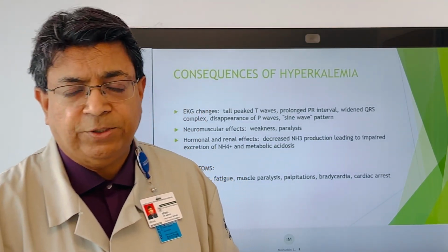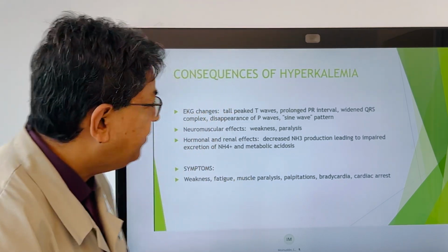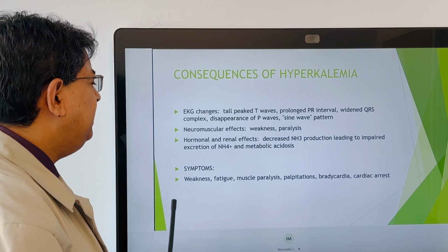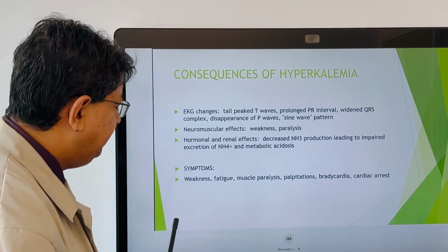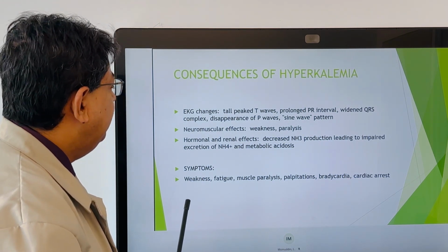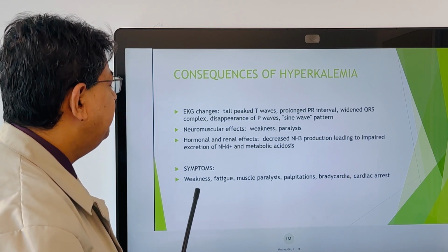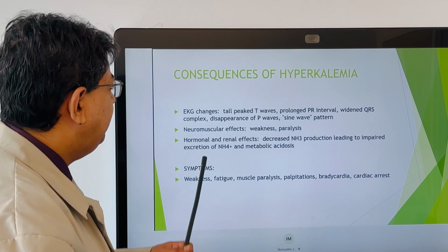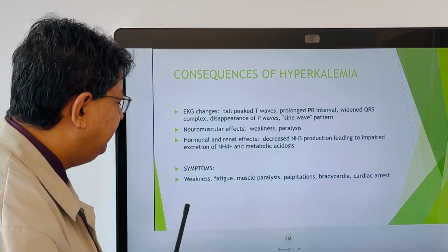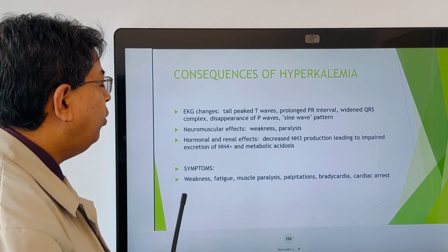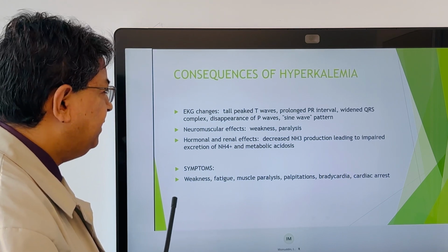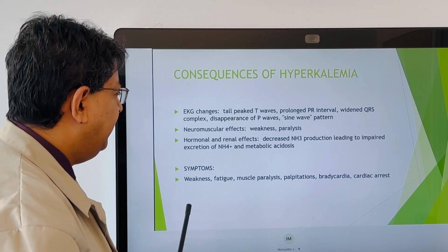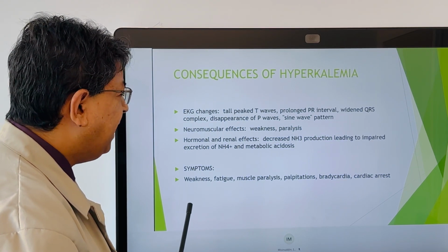What are the consequences of hyperkalemia? On the EKG, the typical sequence of findings is as follows. The earliest finding that is detectable is the appearance of tall peaked T waves. This is followed by prolonged PR interval, which is followed by widened QRS complexes, which is followed by disappearance of P waves and a sine wave pattern.